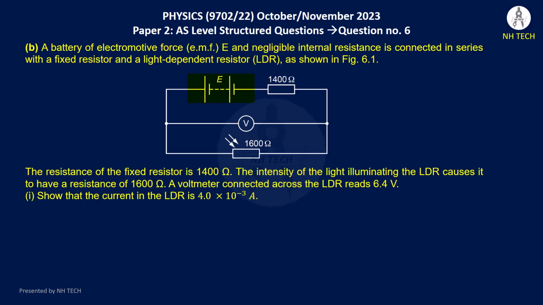In the circuit diagram, we are given a battery with negligible internal resistance connected in series with a fixed resistor and a light-dependent resistor, or LDR. A voltmeter is connected in parallel across the LDR, and it shows a reading of 6.4 volts. We are asked to show that the current passing through the LDR is 4 milliamperes.